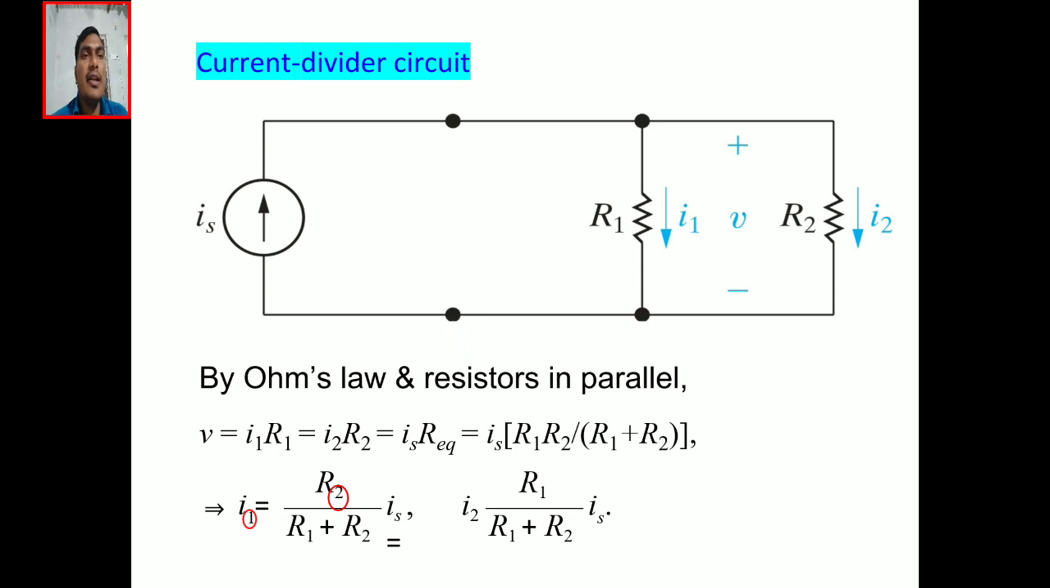resistance. Okay, here two resistors are connected, R1 and R2. So I need to find current through R1. I know the total current. Without finding voltage, we can find the current flowing through each resistance by using this current division rule. To find current through R1, we know the total current, that is IS, into the opposite resistance, which is opposite to R1, that is R2 by R1 plus R2.